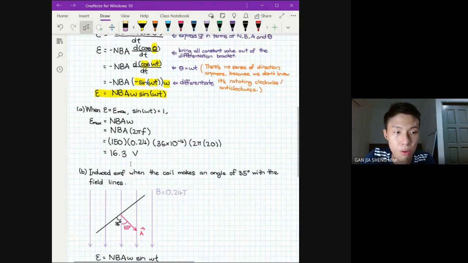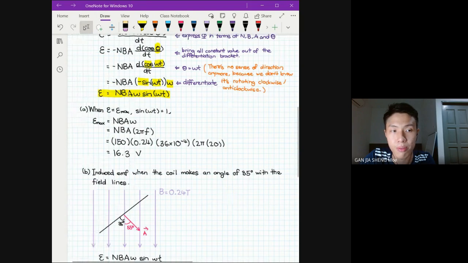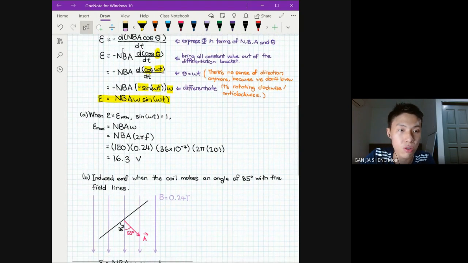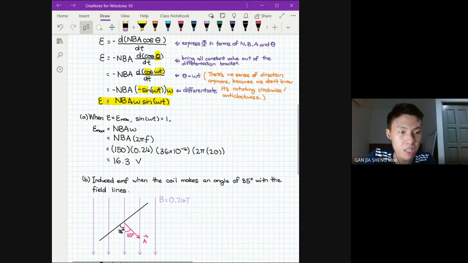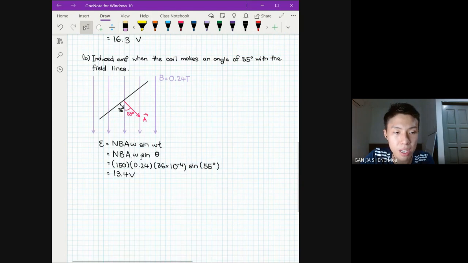Now you are not finding the maximum EMF, you are finding the EMF at a certain angle. So you can use this equation here, which is not for the maximum case. Since they're not telling you at what time, but just giving the exact angle, you can change the omega t back into theta. So it becomes NBAω sine theta. Now you can just put in everything, and you get the induced EMF.